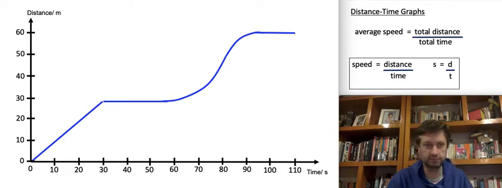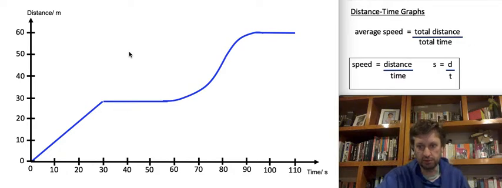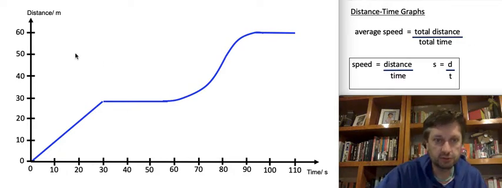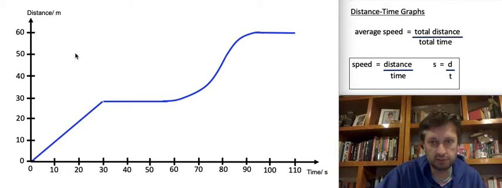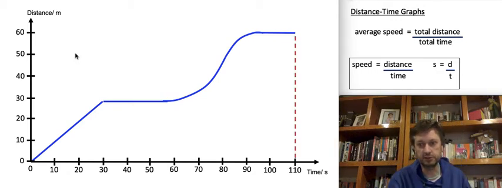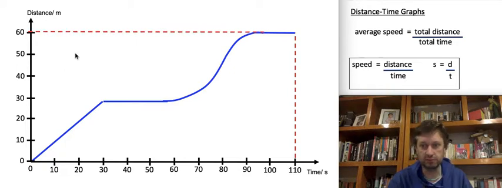Okay, so for the purpose of this video, I've made an imaginary journey and shown it as a graph. Let's say it's a journey on a bike. First of all, on this graph, I can see that the total journey time was 110 seconds. And I can also see that the total distance travelled over that time was 60 meters.